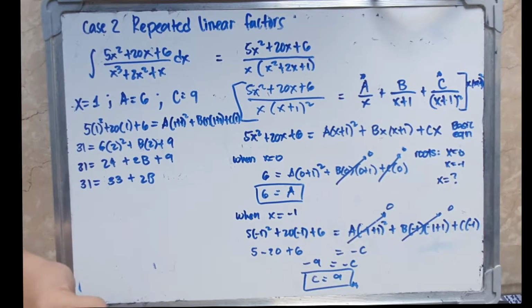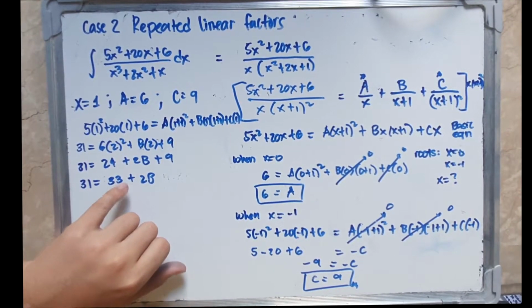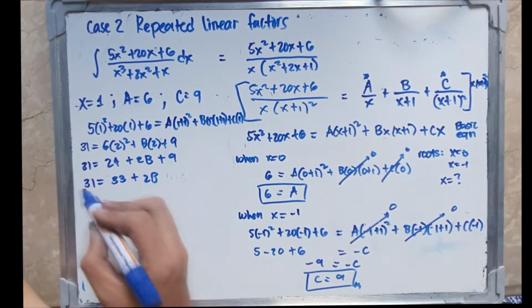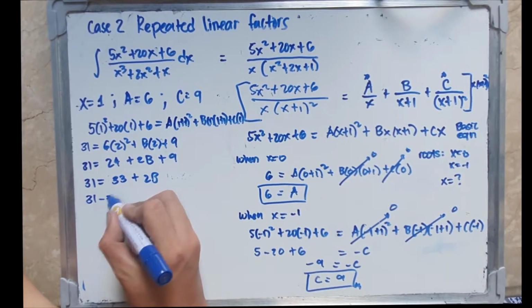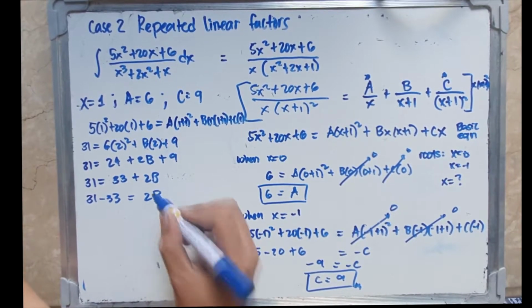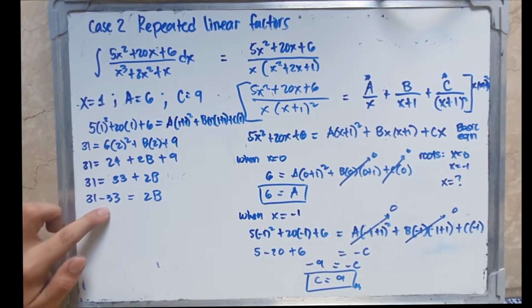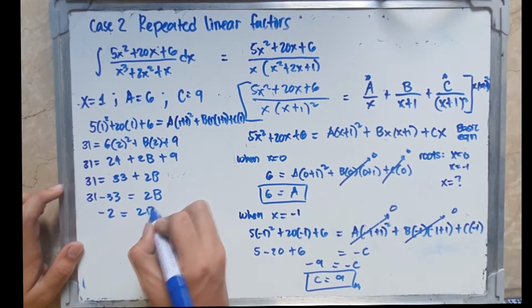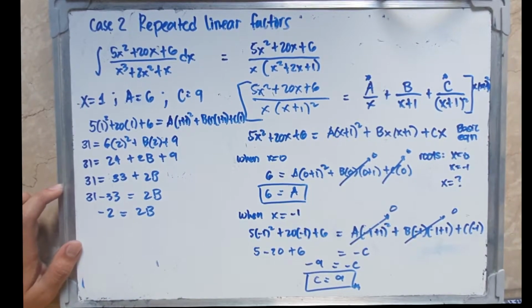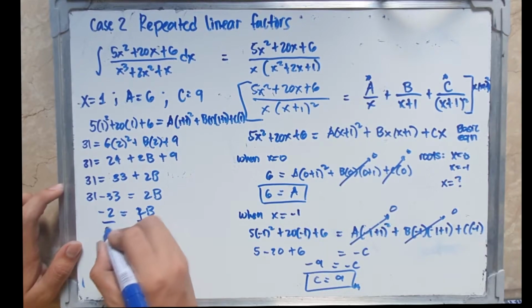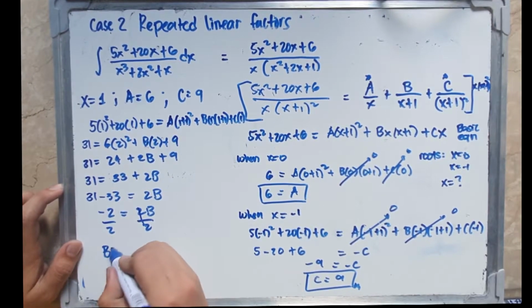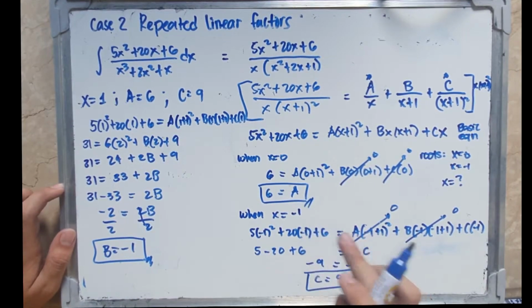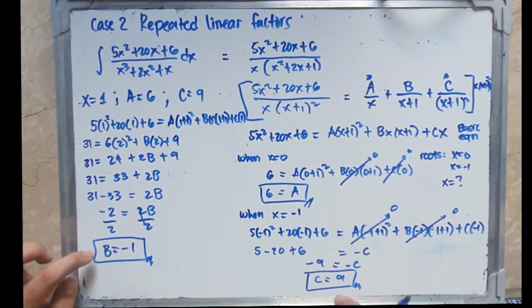Okay, so we have 33 transposed to the other side. So 31 minus 33, we have negative 2. Dividing both sides by 2, we have B as negative 1. So we now have the values of A, B, and C.